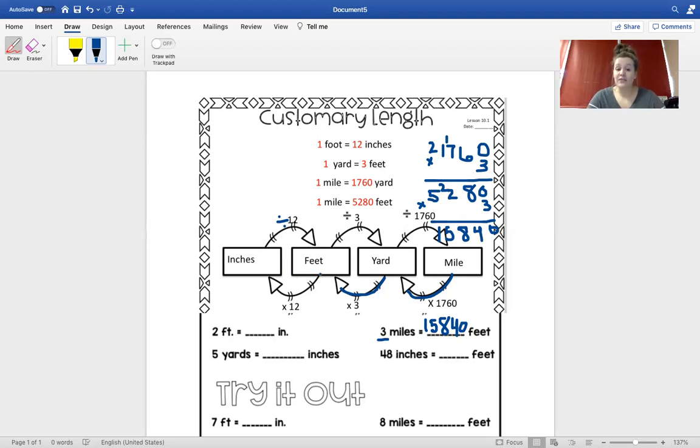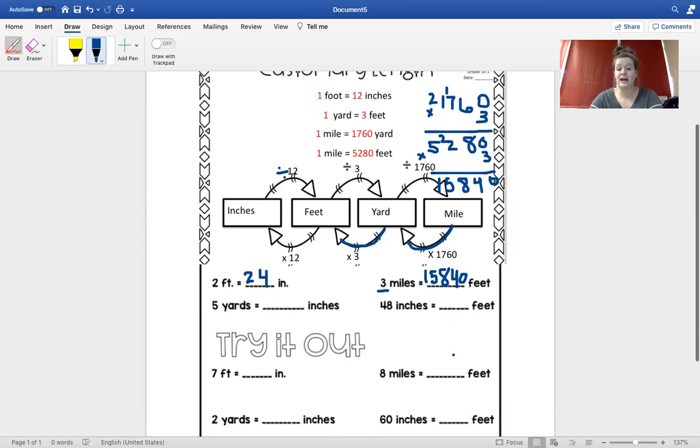And so if I start at feet, I have 2 feet. I need to multiply that by 12 to get to inches. I know that 2 times 12 is 24. So 2 feet is 24 inches. We're going to do 2 more together, and then you'll see these 4 at the bottom are going to be your tried out problems on Wiser.